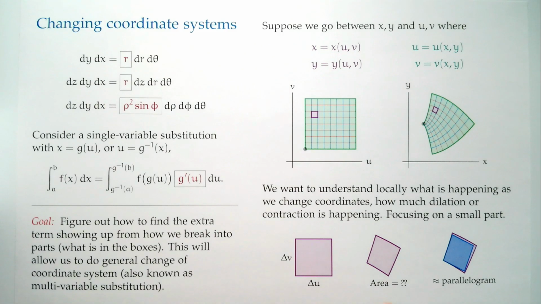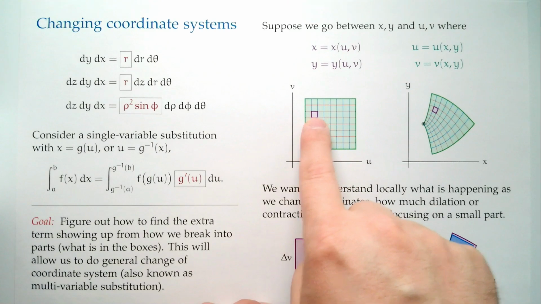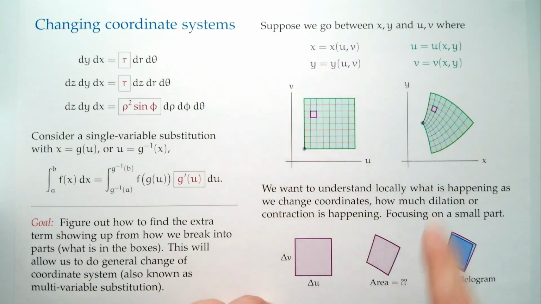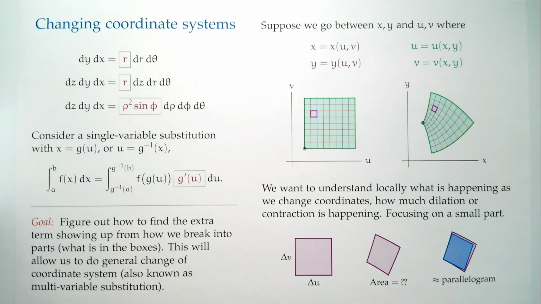Now, what's this middle part? Well, this middle part is the result of what happens if I translate over. So now, the original one was in the UV plane. Here, I'm in the XY plane. And you'll notice it's actually not quite squared. So there's a little bit of turn to it.